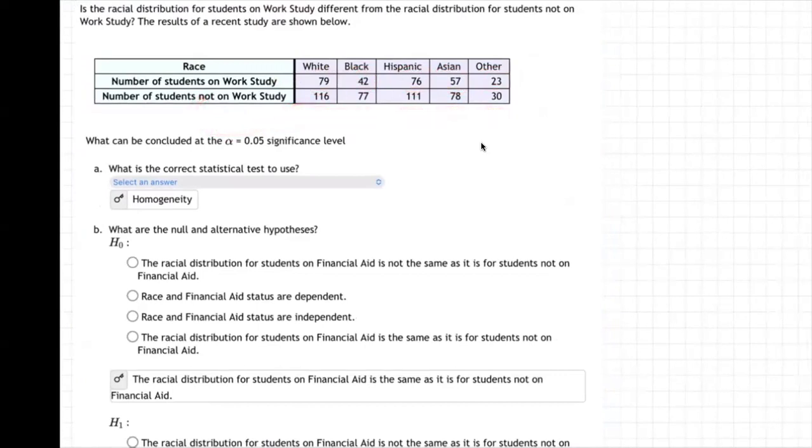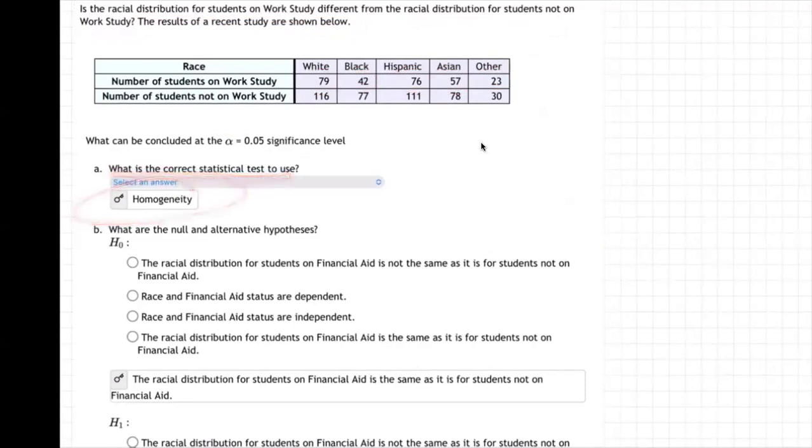So now they're not exactly the same, but are they basically the same, the same percentages, the same spread, same distribution? Is the racial distribution for work study students different or same as the racial distribution for students not on work study? Okay, first question. What is the correct statistical test used?